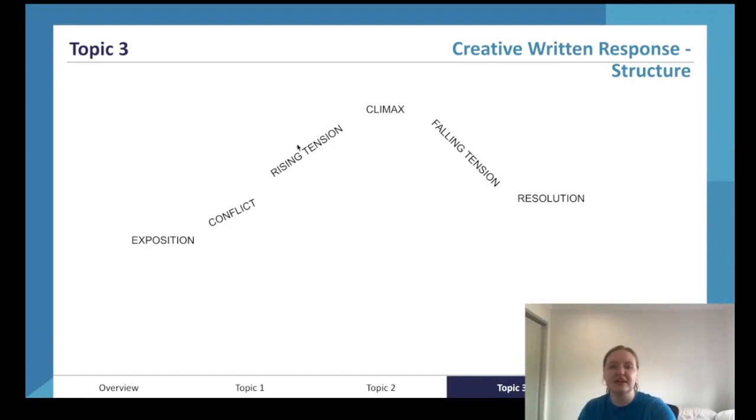Be specifically thinking about your climax, the emotional high point of the story, and also your resolution, because your resolution is where your message for the audience needs to be the clearest. So really important to be thinking about that.